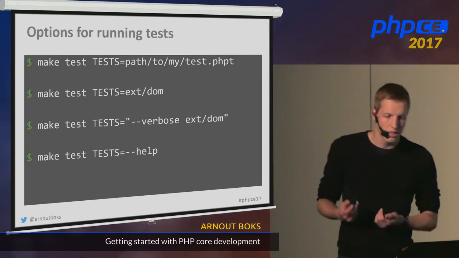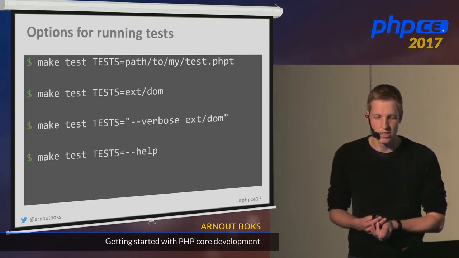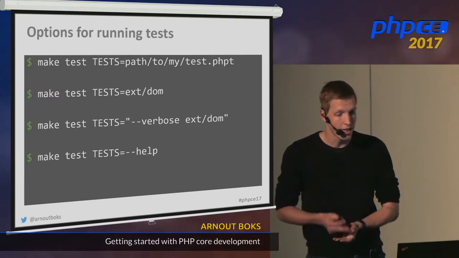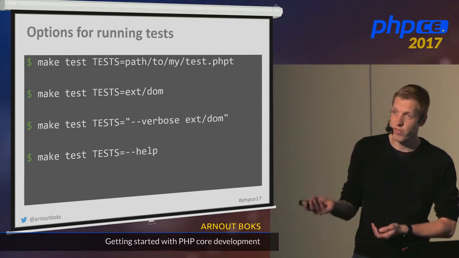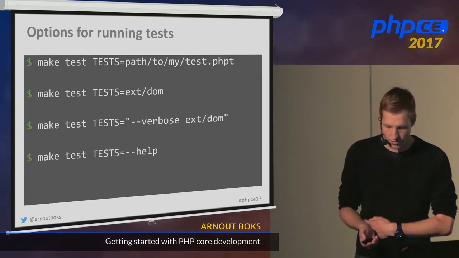And you can even kind of misuse this environment variable to pass other flags, like the verbose flag, to see more verbose outputs with your tests. And in the same way, you can also provide the help flag, in which you can see all the options you can pass in using this trick.